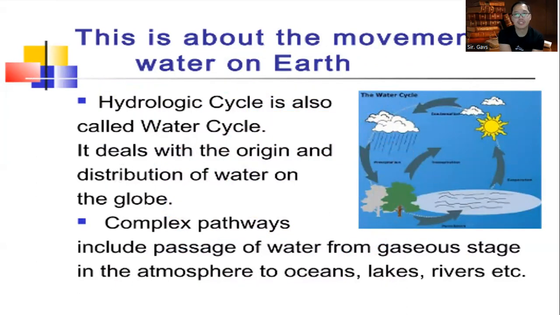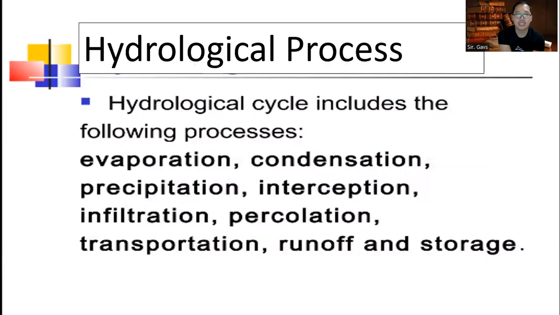The water cycle or hydrologic cycle is about the movement of water on Earth. It deals with the origin and distribution of water on the globe. There are complex pathways that include the passage of water from the gaseous state in the atmosphere to the water state, like oceans, lakes, and rivers. So the hydrologic process includes the following: evaporation, condensation, precipitation, interception, infiltration, percolation, transpiration, runoff, and storage.